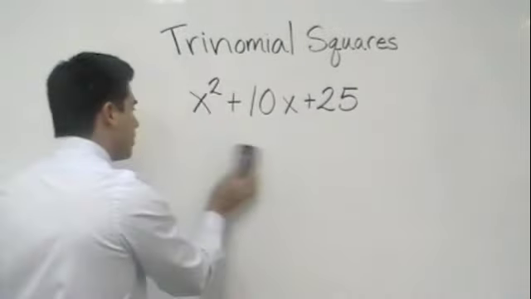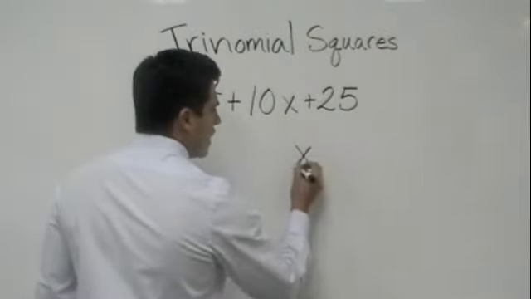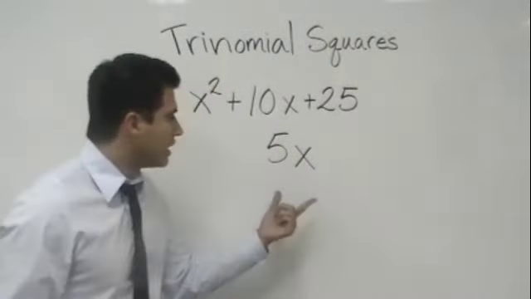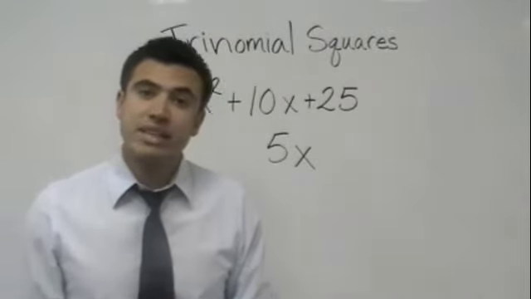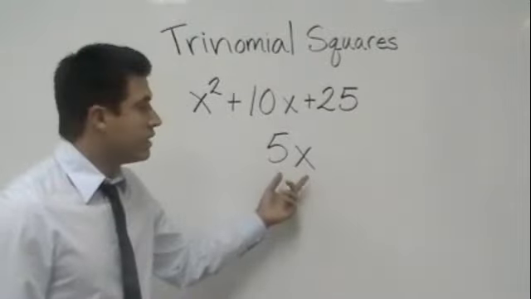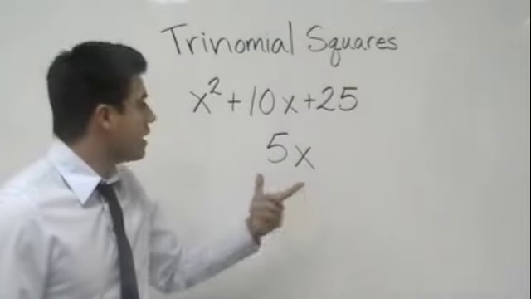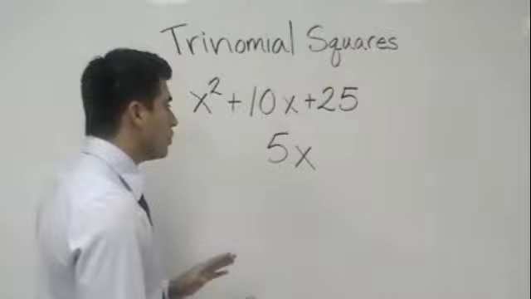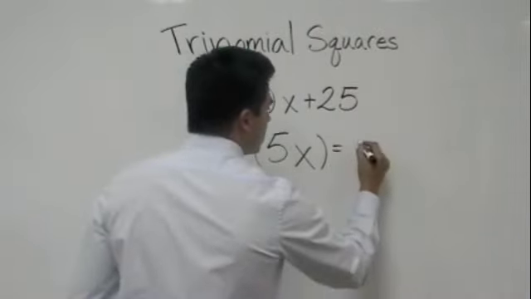Let me go ahead and erase this. And we know that the square root of x squared is x, and the square root of 25 is 5. So if we multiplied them together, we would get 5x. Now here's the key, and this is the main thing that makes it a trinomial square. We have to multiply the square root of this and the square root of this number, and we would get 5x, but then we also have to multiply that by 2. So if we multiplied it by 2, that would equal 10x.